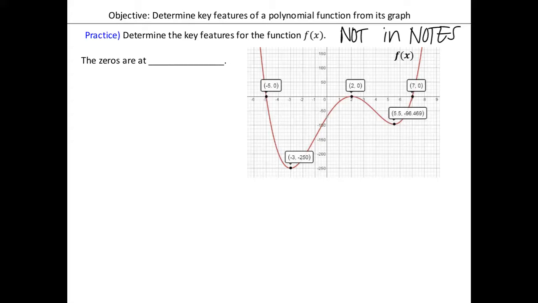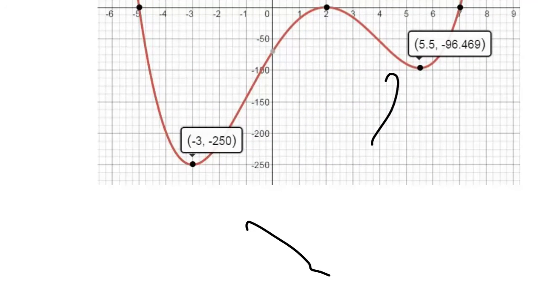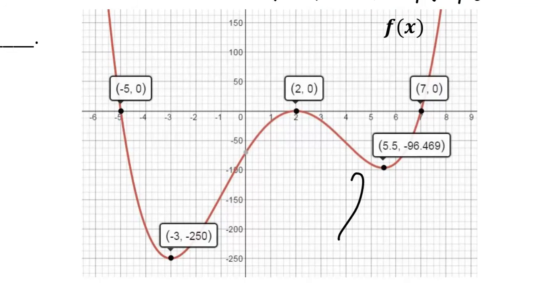But what are the zeros here? I'll zoom in for you guys. Okay, so now that you can see the graph better here, what are the zeros? Go ahead and lefties, share with your partner, what are the zeros? Remember, you're looking at the x-axis. What are the x values that touch the x-axis?